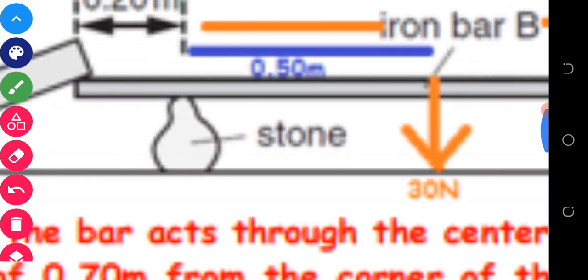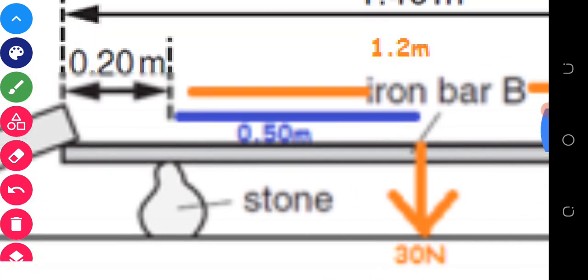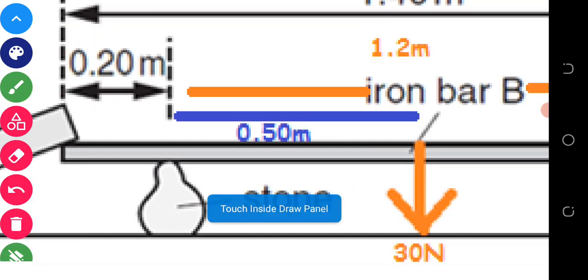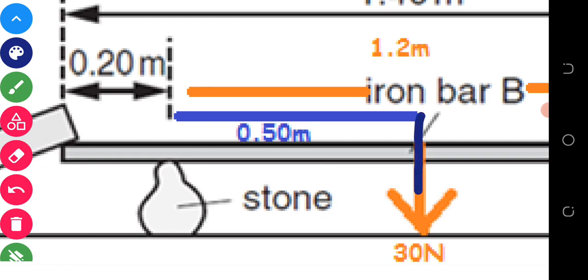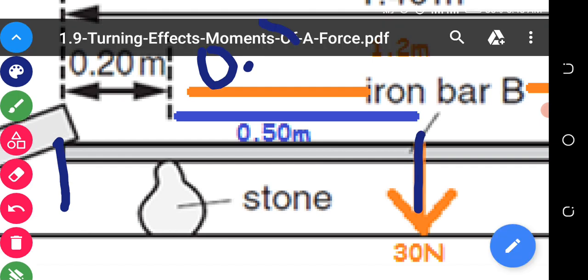That's what's happening. I'll just say that again. So we have from the center of mass to the end of our iron bar, the length is 0.7.